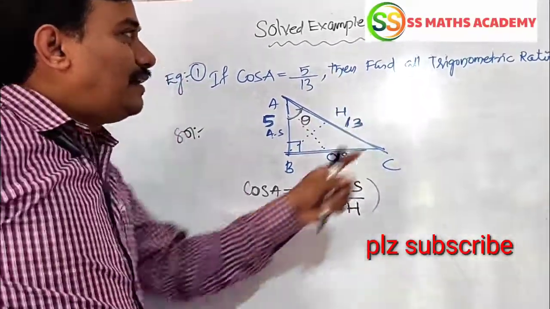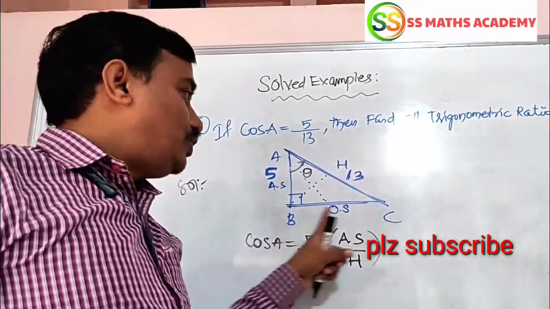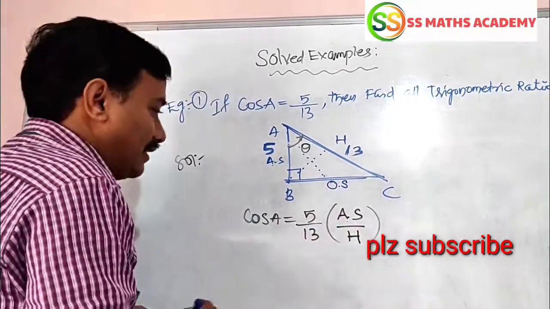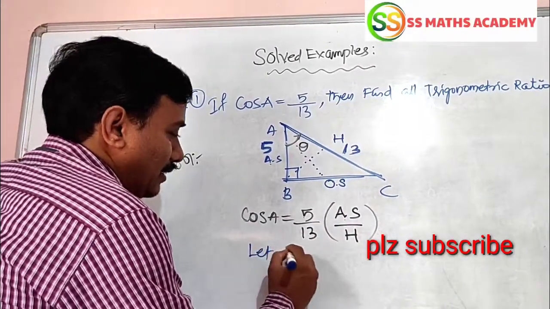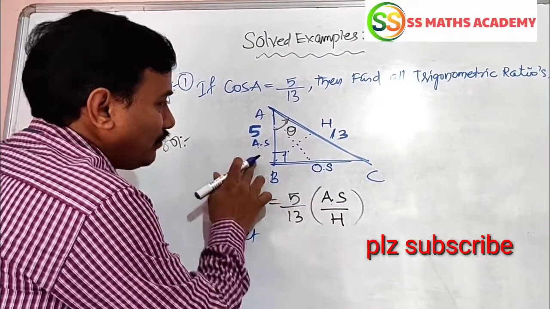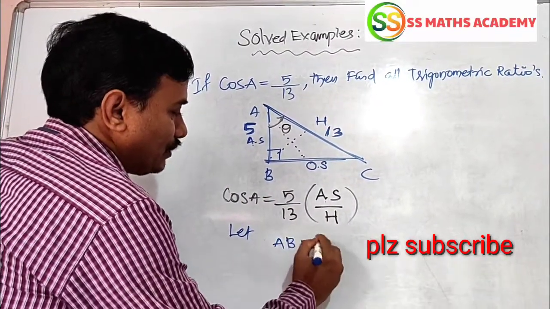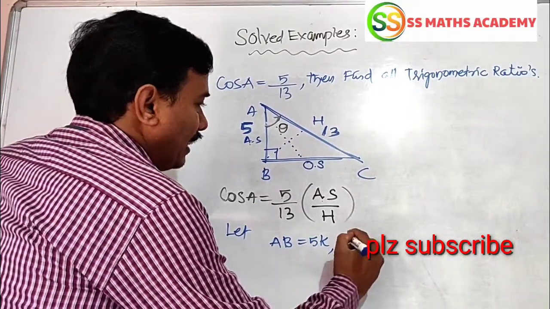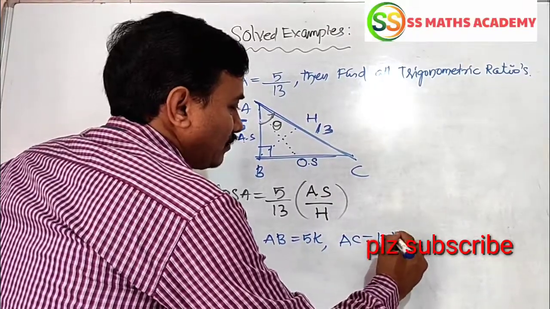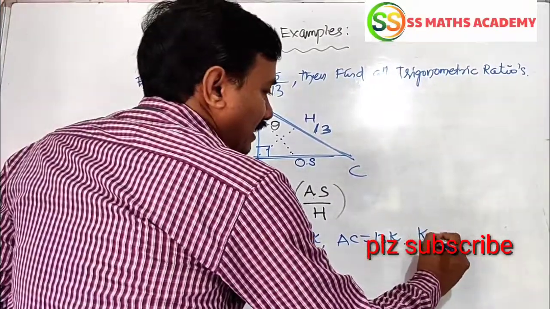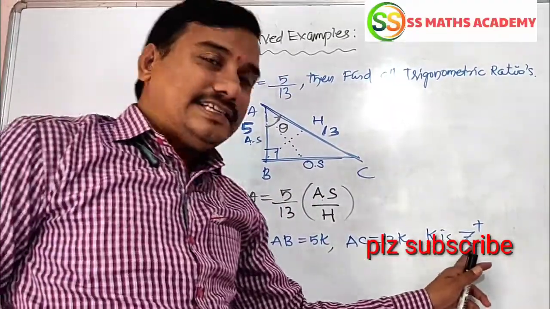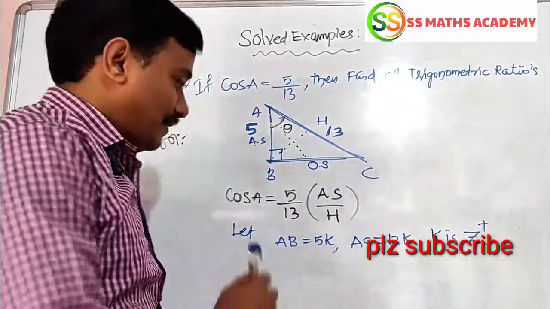If we want to find all trigonometric ratios, we should find the BC value. Right, children? Let the adjacent side AB equal 5k. Let the hypotenuse AC equal 13k. K is any positive integer.